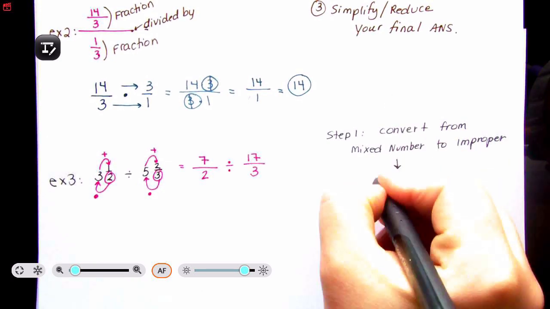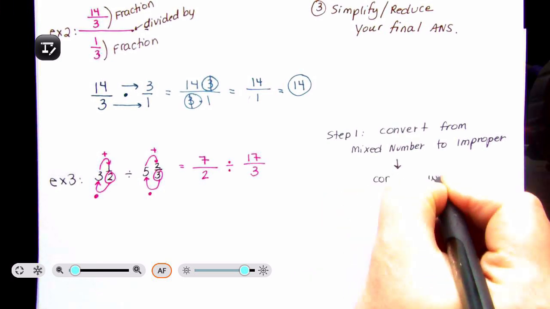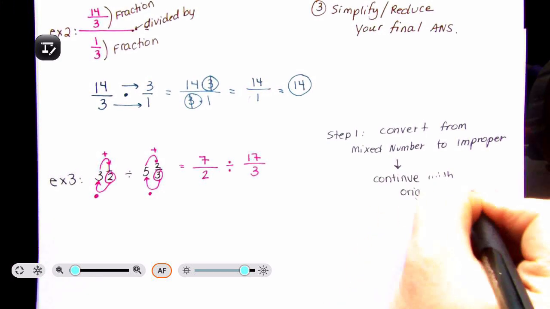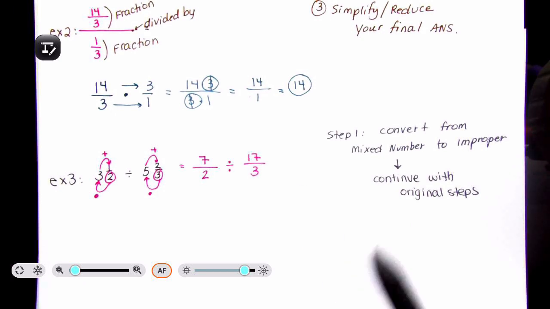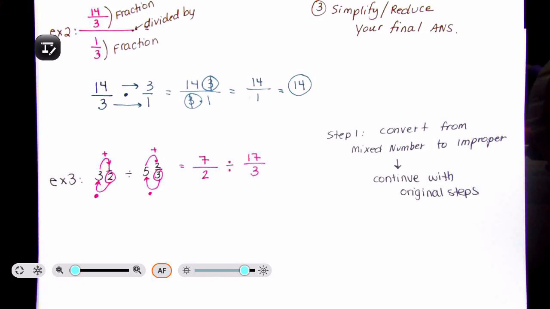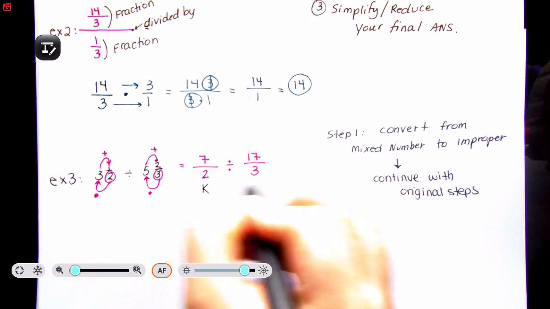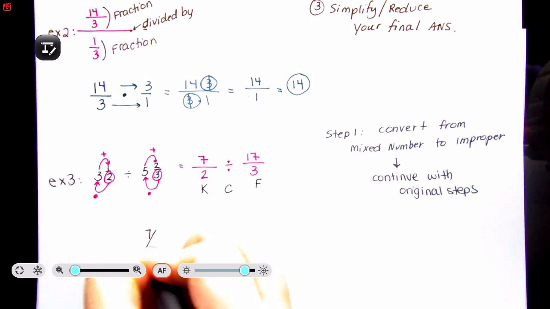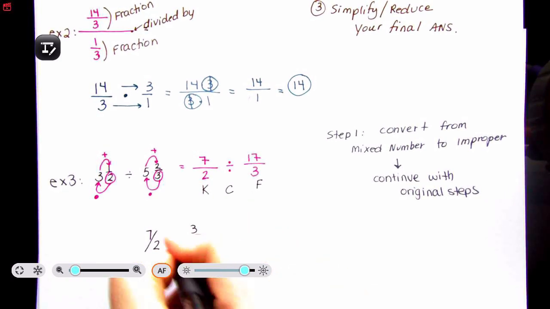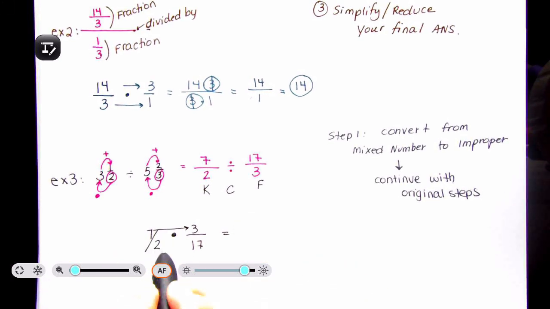Okay, now that we're done with this step, I'm just going to write from here, you're going to continue with the original steps. Our original steps are the ones that we did in example 1 and example 2. So the original step number 1 says apply the KFC method. So you're going to keep, you're going to flip, and you're going to change. Step number 2, multiply across.